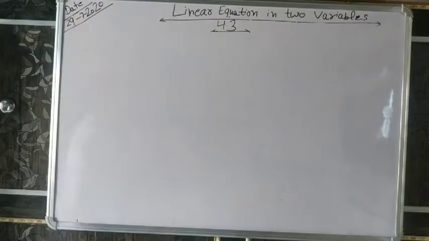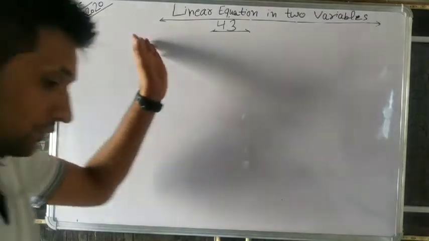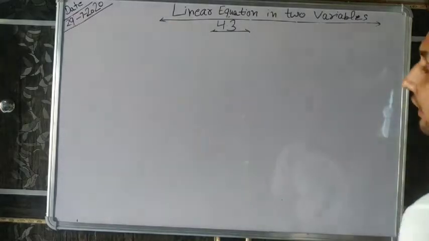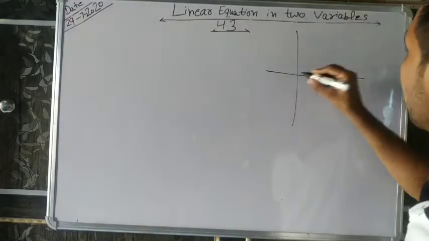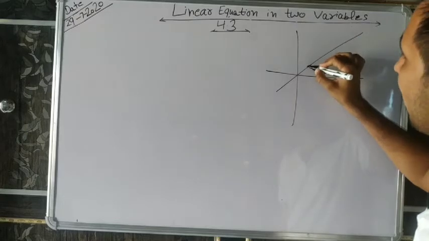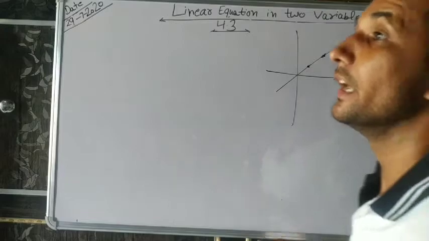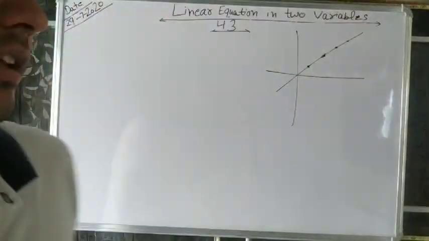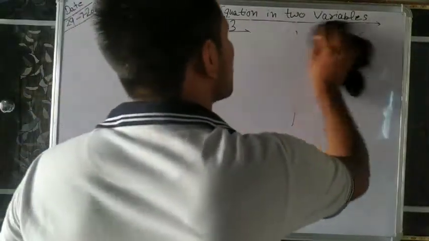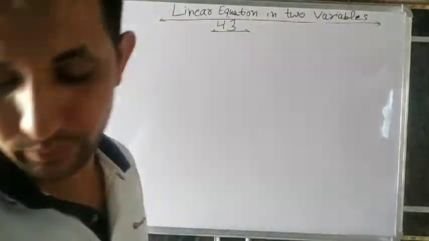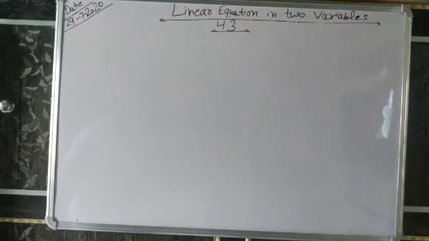Next question. So from this graph we learn two things. First is the graph of the linear equation is always a straight line, and second is every point on the graph is a solution of the equation. And everyone knows what is solution. Solution means a point which satisfies the equation. So now the second question.